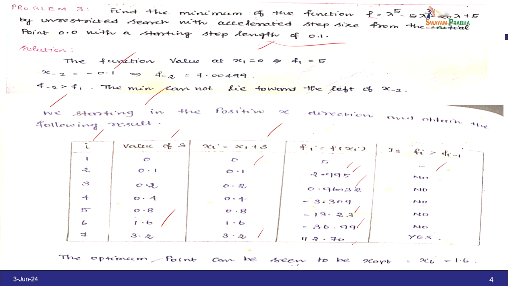112.70. Initially it is not applicable, and followed by that, at the sixth step it has not changed, whereas at the last step there is a change in the inequality. Therefore, fi greater than fi minus 1. Therefore, it reached the optimum. Therefore, x equal to 1.6.